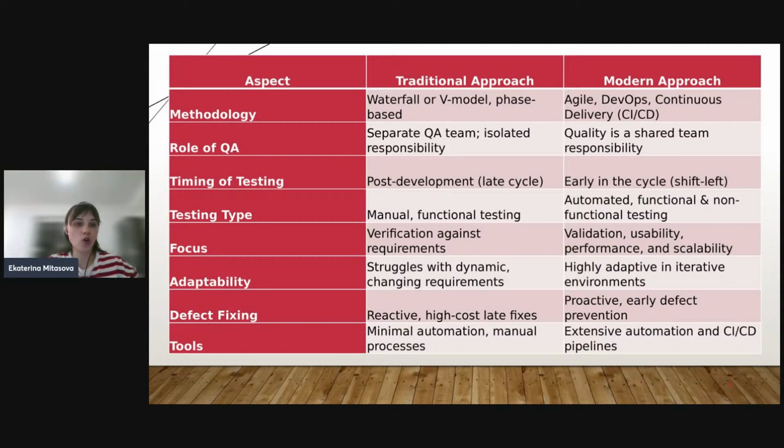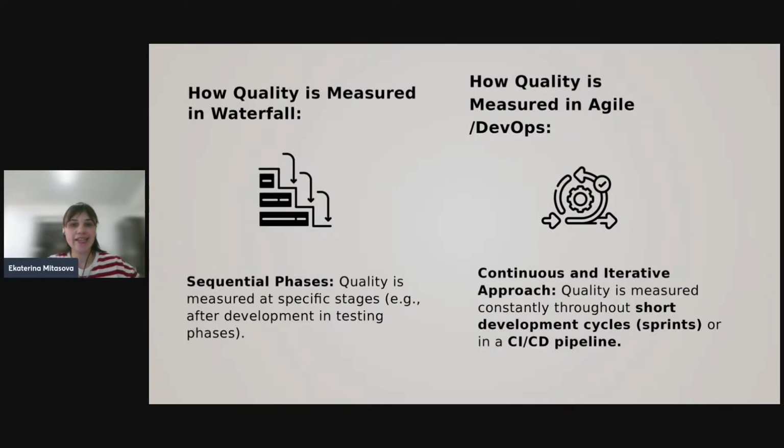And the methodologies of software, such as waterfall and Agile DevOps, go beyond just the development process. They also determine how quality is measured, assured, and improved throughout a project. So, how is quality measured in waterfall? In waterfall, there are sequential phases. Quality is measured at some specific stages, for example, after development in testing phases. And in Agile and DevOps methodologies, there is iterative, continuous quality measurement. So quality is measured constantly throughout short development cycles or sprints or in a CI/CD pipeline.